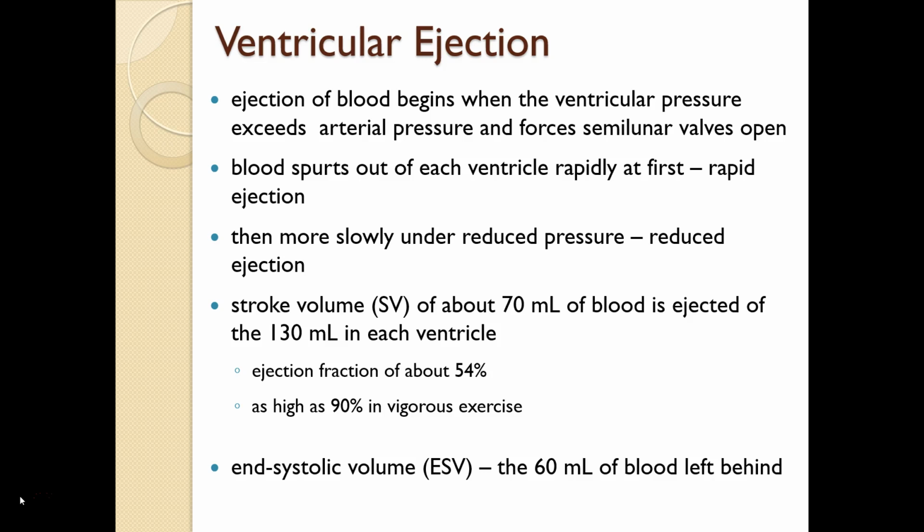Okay, so here we started with 130 milliliters of blood in the ventricles before it contracted. After contraction, the amount ejected was 70 milliliters. So how much is left after ventricular contraction? 60 milliliters. So that 60 milliliters is referred to as what? The end systolic volume. So at the end of contraction, you have 60 milliliters of blood remaining in the ventricles.